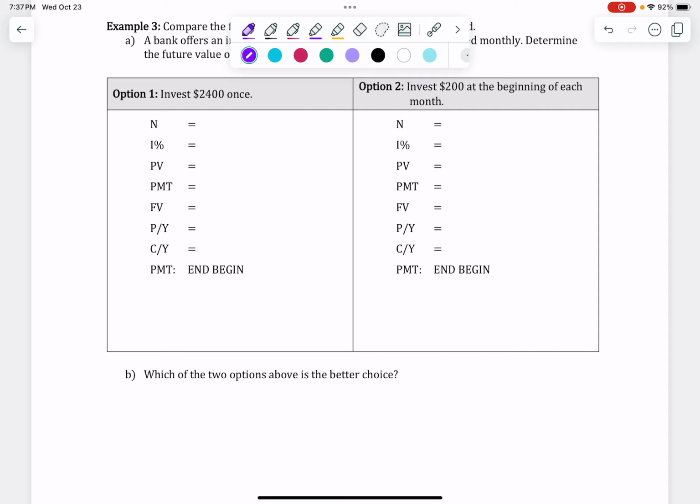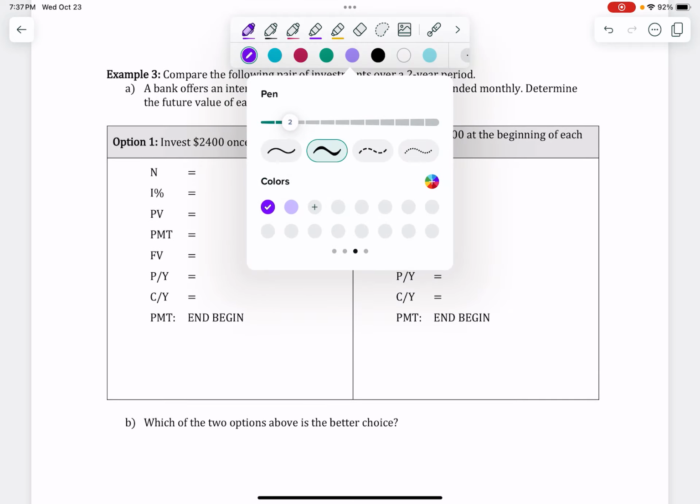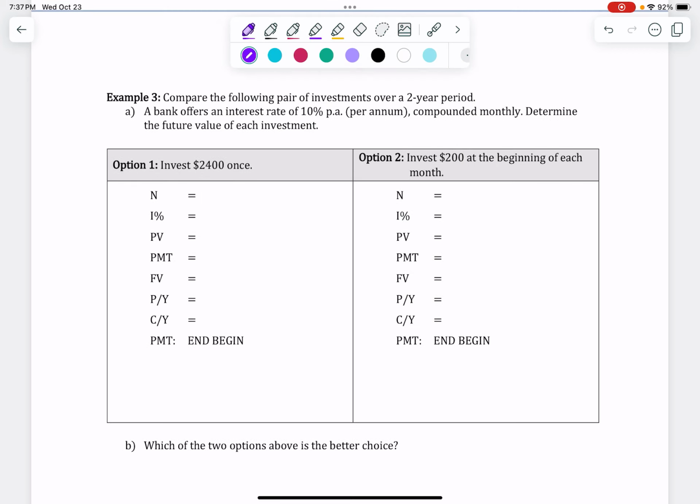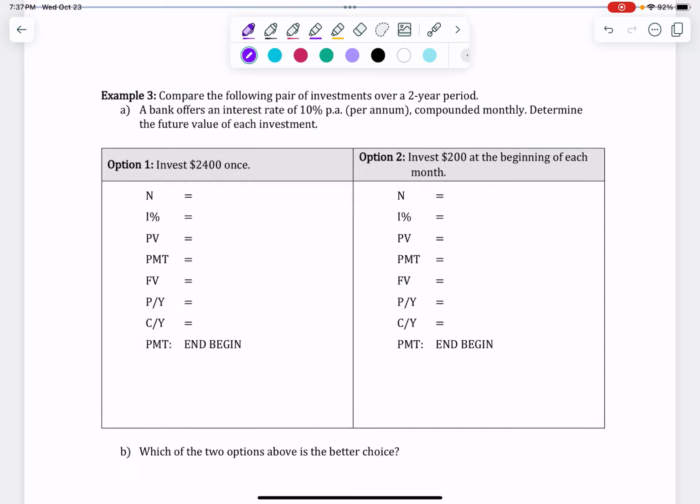Now what I'd like you to do is pause the video. I'd like you to try and figure out option 1 and 2. And then I'd like you to figure out how you can decide which of those 2 options is better, and then use that strategy to tell us the answer. Okay, so that is your job. Pause, go. Okay, welcome back.